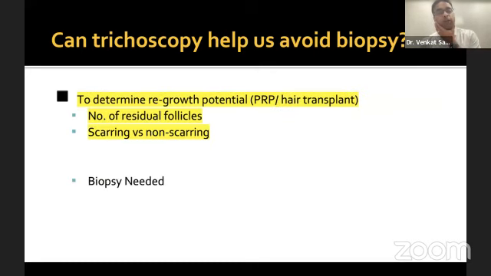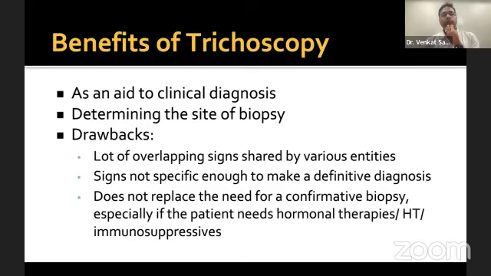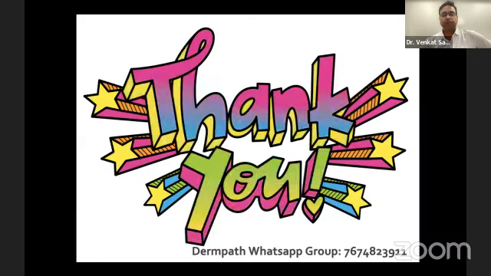What about to determine regrowth potential? Again, number of residual follicles, scarring versus non-scarring. It's difficult to differentiate, and a biopsy is often needed. So benefits of trichoscopy as an aid to clinical diagnosis: determine the site of biopsy, that's how I use it. And because of its drawbacks, because there are lots of overlapping signs shared by various entities, the signs are not specific enough to make a definite diagnosis and does not replace the need for confirmatory biopsy, especially if the patient needs hormonal therapies, hair transplant or immunosuppressives.